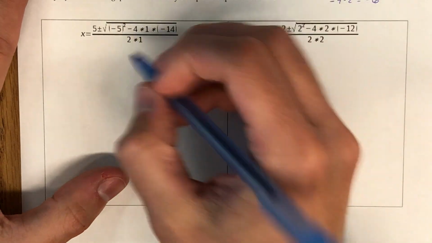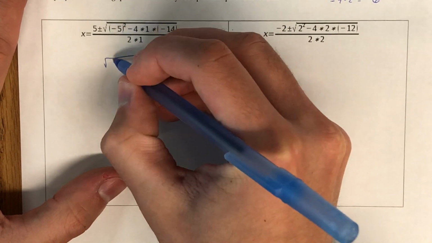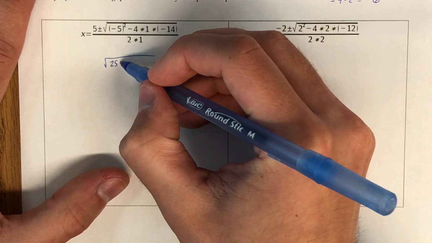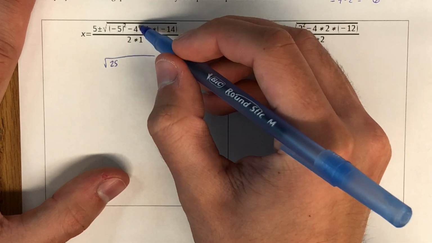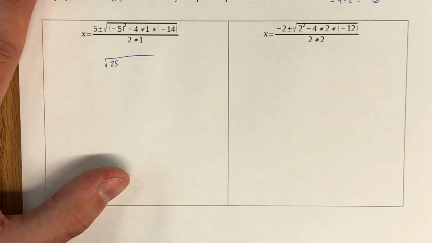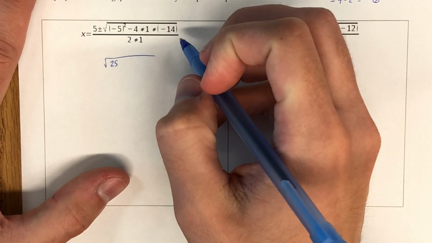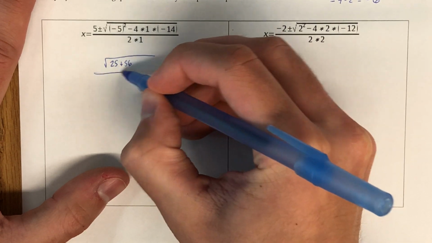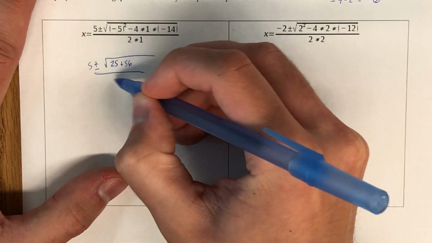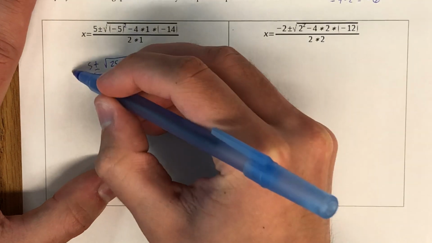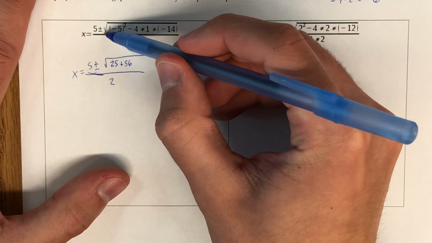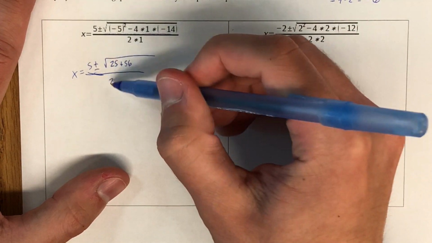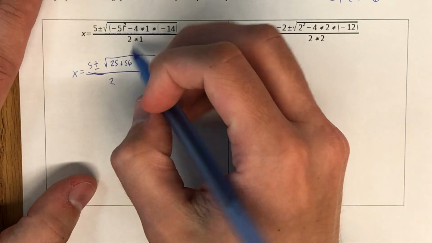So negative 5 squared is 25, because negative 5 times negative 5 is 25. Minus 4 times 1 is 4, times negative 14 would be negative 56, but we're subtracting negative 56, so that'll be plus, all over 2. Biggest mistake I see here is forgetting that this fraction goes over the whole thing. You gotta have it over that 2 too, or under the 2.